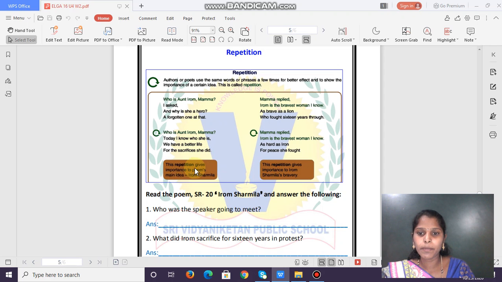This repetition gives importance to the poem's main idea for Irom Sharmila. Mama replied, Irom is the bravest woman. She was the bravest woman I know, as hard as iron. For peace she fought. This repetition gives importance to Irom Sharmila's bravery. Here in this paragraph there are repeated words to give a better effect and show the importance of a certain idea.